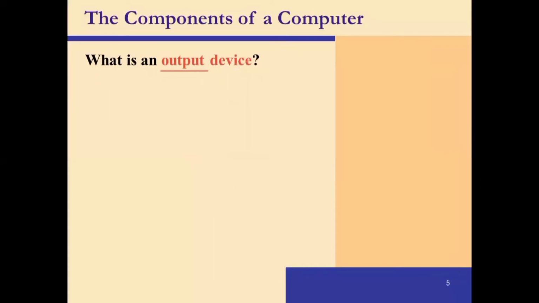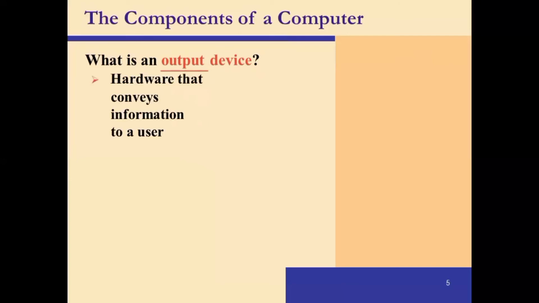Now we come to the output devices. What do you think about output devices? What would output devices be? What the computer gives back to you. Yes, what the computer gives back to you after processing the raw data. These are the output devices, hardware that conveys information to the user. So the computer processes the raw data and shows that processed information to the user in the form of output, through output devices.